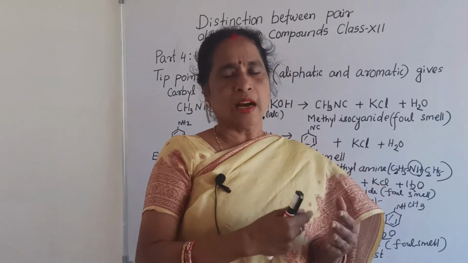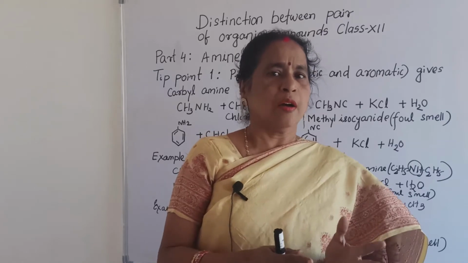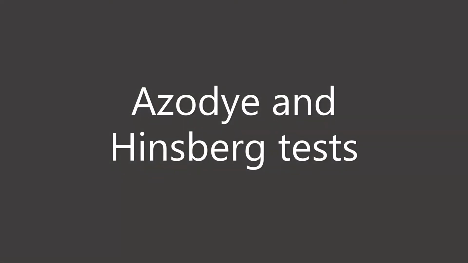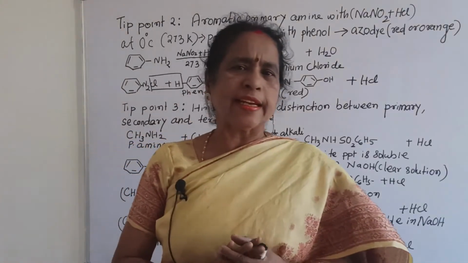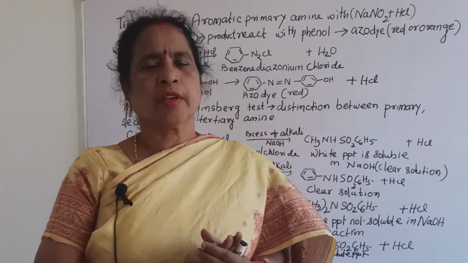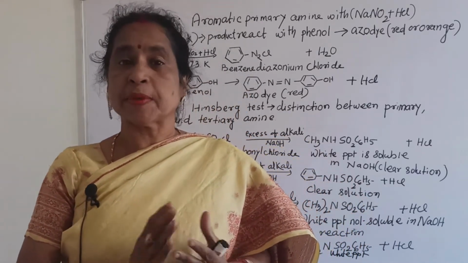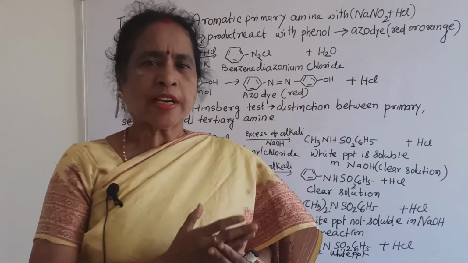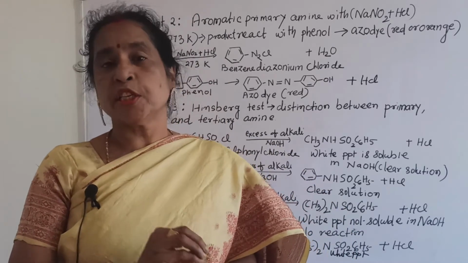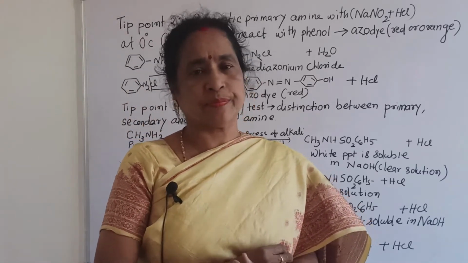Now we will see another reaction by which you can distinguish between a pair of organic compounds. We will see the next reaction, point 2. What is that? That is very important for primary aromatic amines, especially aniline. What happens to aniline when nitrous acid is treated at 0 degrees centigrade, or 273 Kelvin?